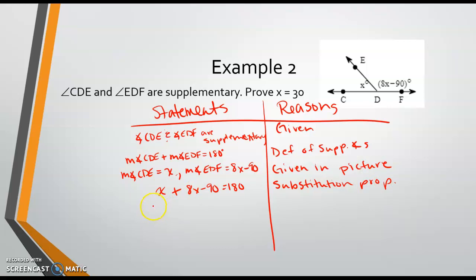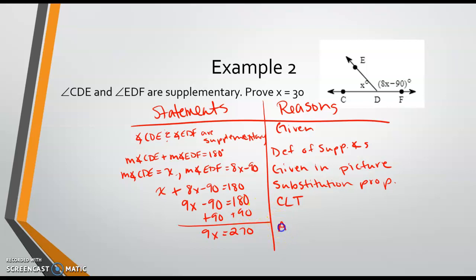And now from here, I'm going to solve this equation. I'm going to start by combining like terms. What is 1x plus 8x? That's 9x minus 90 equals 180 degrees. So I combined like terms. Now I'm going to add 90 to both sides. So now I have that 9x equals 270.